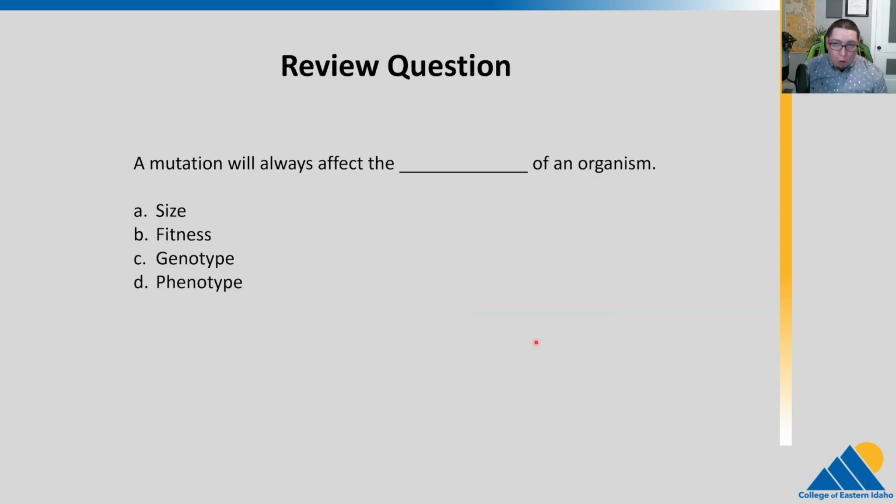All right, so to finish up, a mutation will always affect the blank of an organism. Go ahead and pause the video. Think about this one. Okay. Hopefully, you remember that it will always affect the genotype because a mutation is literally a change in the DNA sequence, and the genotype is the DNA sequence, right? Whether that affects the fitness, how well they reproduce, whether it affects the phenotype, that remains to be seen.